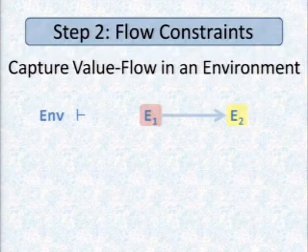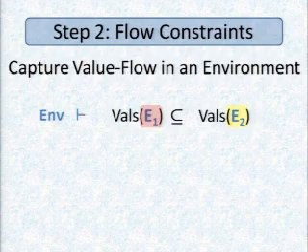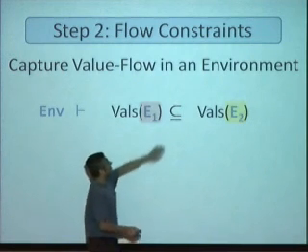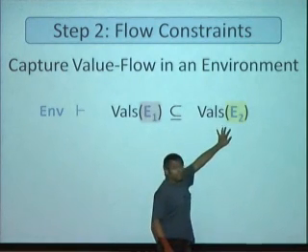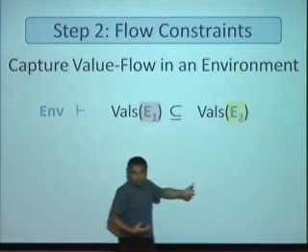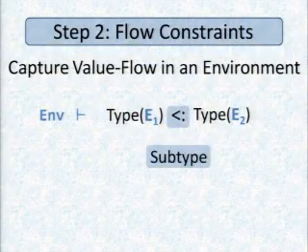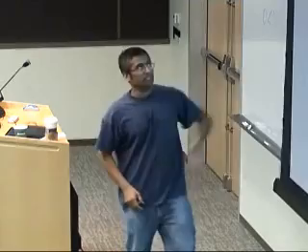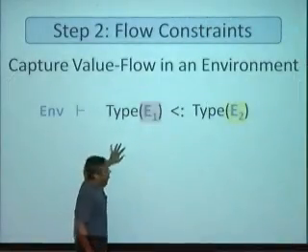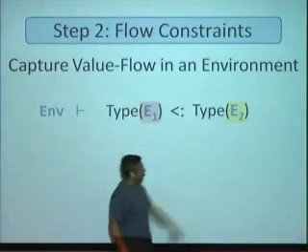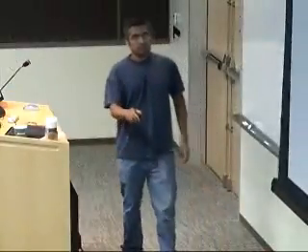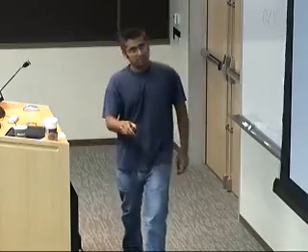So in an environment, E1 flows into E2, which really means that in this environment, the values that E1 might evaluate to are contained inside the values that E2 evaluates to. That's really what value flow means. These values are a subset of those values, which in turn just means that in this environment, the type of E1 is a subtype of the type of E2. So this is really what a value flow constraint says: in some environment, some particular type is a subtype of some other type. I'm going to write this as the subtype relation.